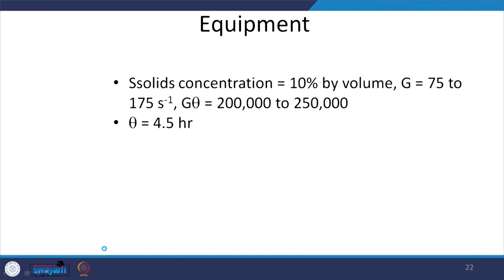Let's move forth. So equipment, you have solids concentration to be 10%. Different sources give different pieces of information, but this is an acceptable range. And this is from Mackenzie Davis, if I am not wrong. The mean velocity gradient gives you an idea about the level of mixing, and G theta, right, this is a relatively high value. We are talking about, I guess, the sedimentation basins here.